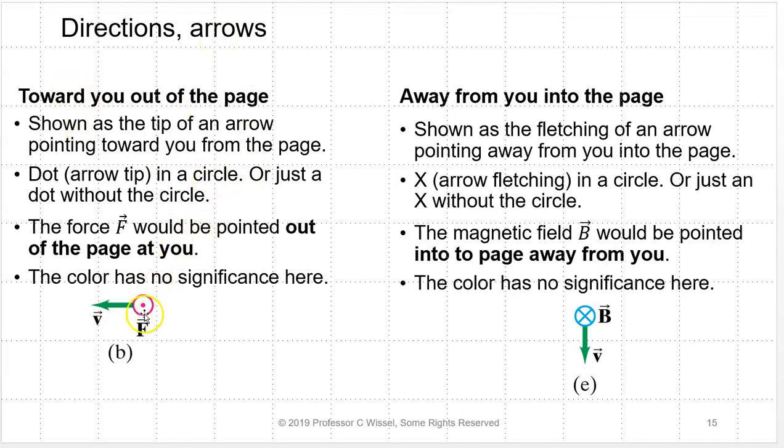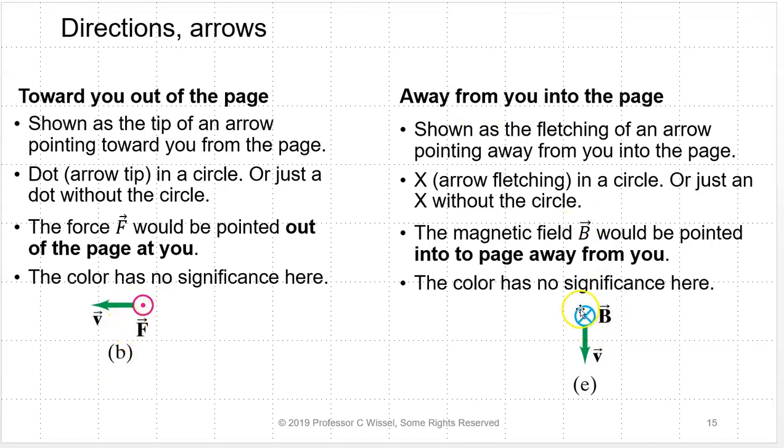When you have something coming at you out of the page, such as this force that's coming at you out of the page, they show the tip of an arrow pointing toward you from the page. The dot is the arrow tip. Sometimes it's in a circle, sometimes it's a dot without a circle. The force F would then be pointed out of the page at you, and of course the color doesn't mean anything.